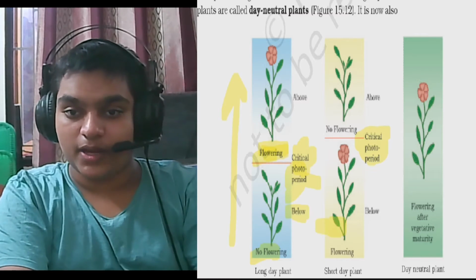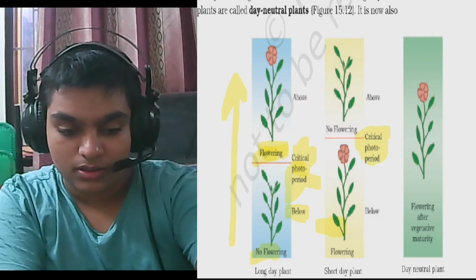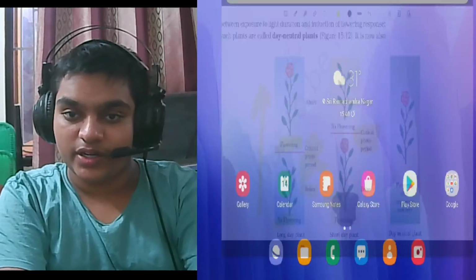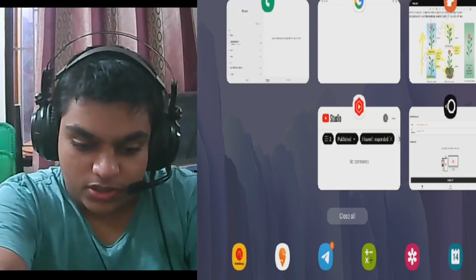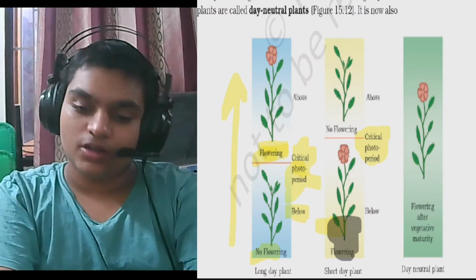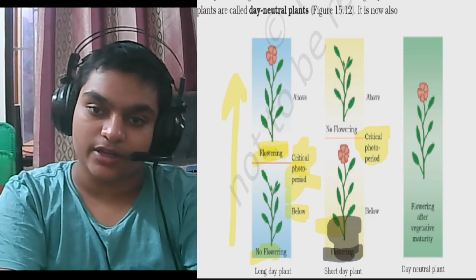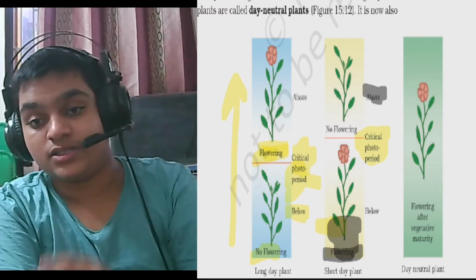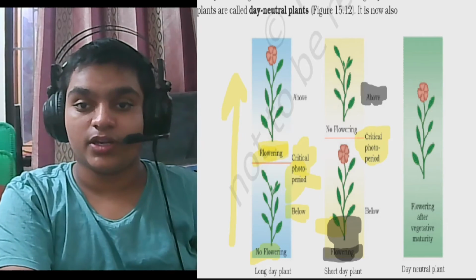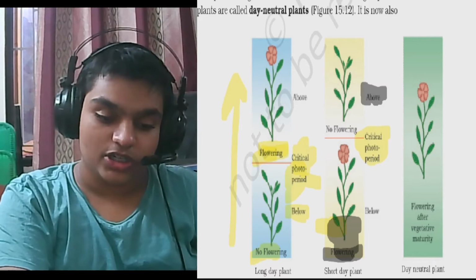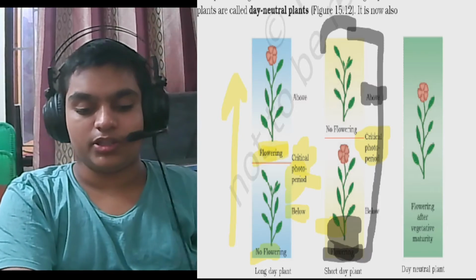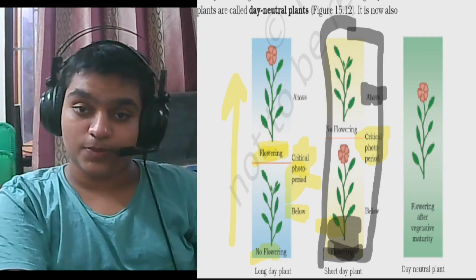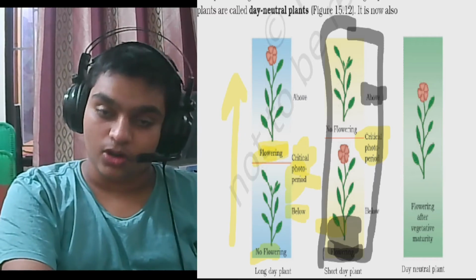But in these plants, below the critical photoperiod, there is flowering in short day plants, but above the critical photoperiod, there is no flowering. So these are called short day plants. Remember one thing: more exposure to light, no flowering, short day plants; more exposure to light, flowering, long day plants.